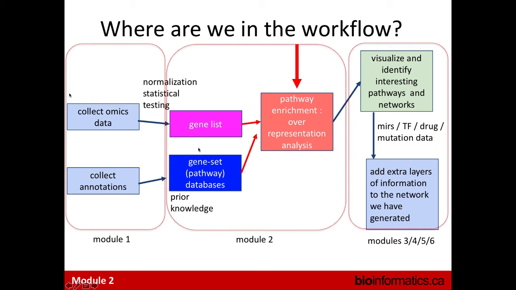These two elements can connect to each other only if we use the same gene identifiers in the gene list and in the gene set. If you use gene names for the gene list, then in your pathway database you also use gene names. So the gene set should have the format of gene names. If you use Ensembl IDs in the gene list, then make sure that your gene set is also in the format of Ensembl IDs. Then the pathway enrichment is simply to test if I have an overrepresentation of a pathway in my gene list. And in the other modules of the workshop, we are going to visualize the result of the pathway analysis.